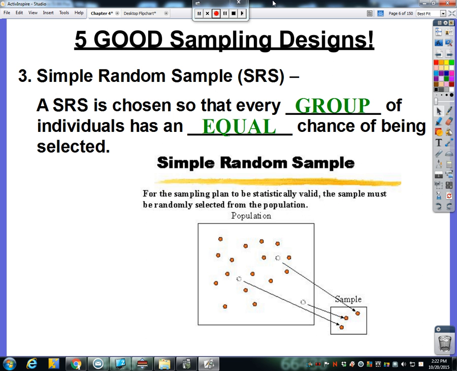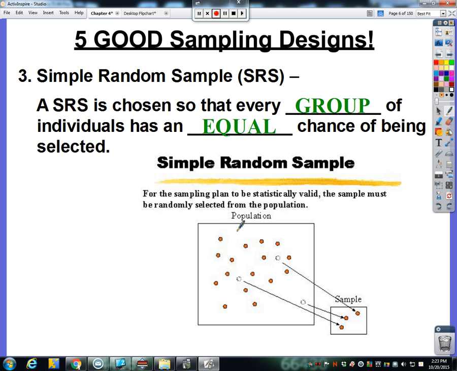Now, the most common random sampling technique is called a simple random sample, and it is abbreviated SRS. The AP test, for instance, and any of your teachers would recognize an SRS as a simple random sample, so you may use that abbreviation. A simple random sample is chosen so that every group of individuals has an equal chance of being selected. It's not that every individual has the same chance of being selected, but that every sample within your population has the same chance of being selected.